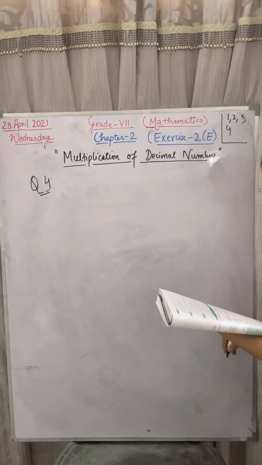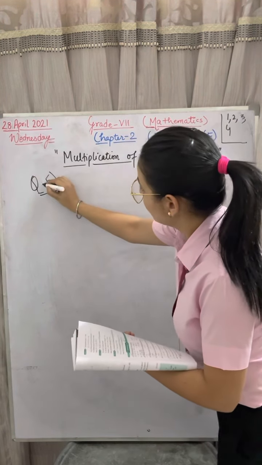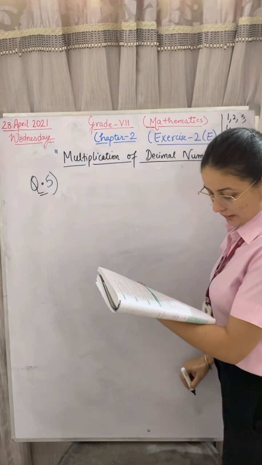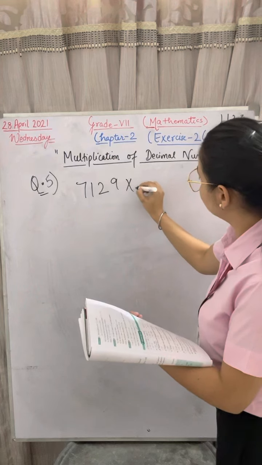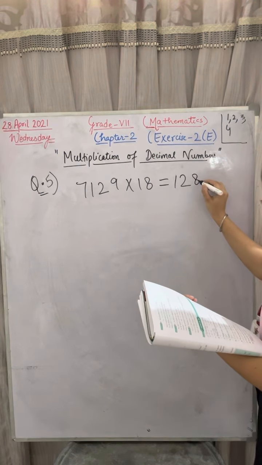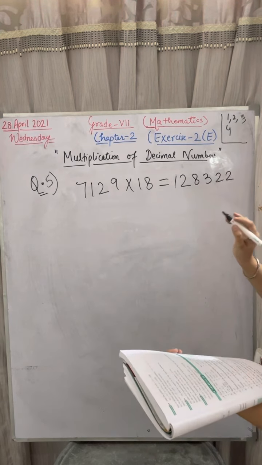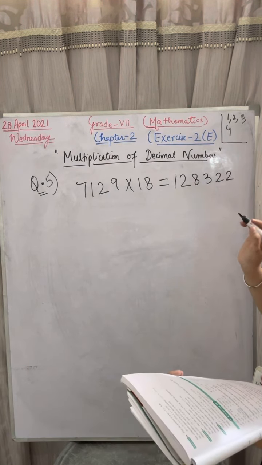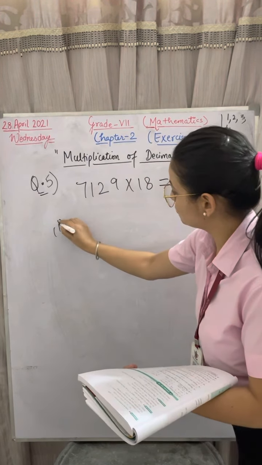Right? Okay. Now we are going to start with question 5th. Question 5th is, if 7129 multiply with 18 is equal to 128322, then without actual multiplication find out the answer of the first part.